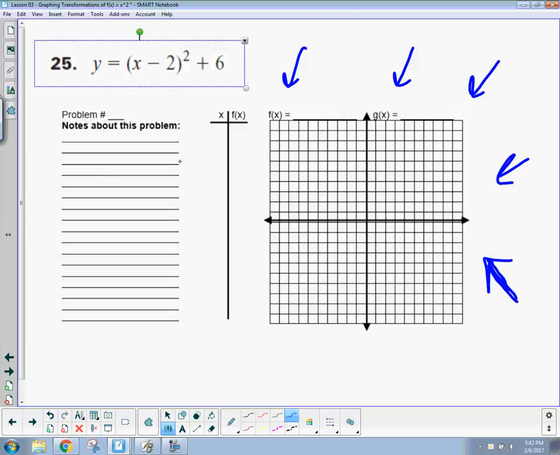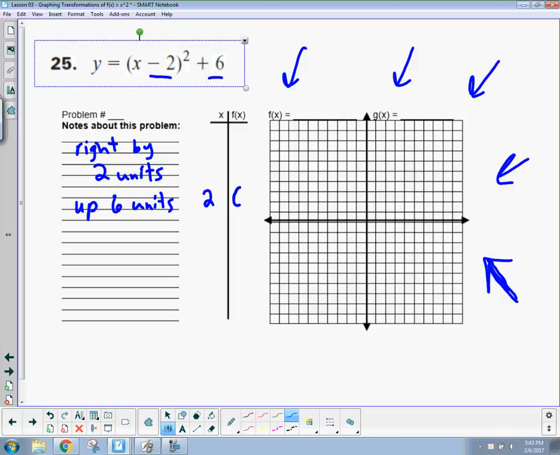Let's see here. Let's work the shifts. That's a shift to the right by 2 units. Strange things. And then that's up 6 units. So up 6 units. Boom. Now, as far as where to start on your T chart, I know where my vertex is. Okay? These are your big hints right here. It's going to be 2 and 6 is where my vertex is.